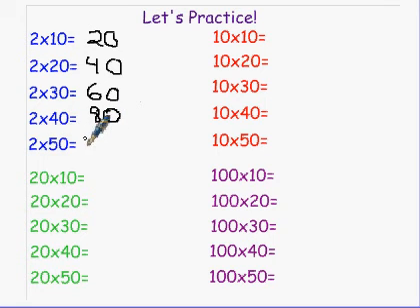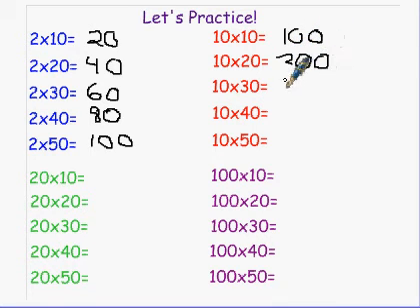And 2 times 50 is 100. 10 times 10 is 100. 10 times 20 is just 200. 10 times 30 is 300. 10 times 40 is 400. 10 times 50 is 500.